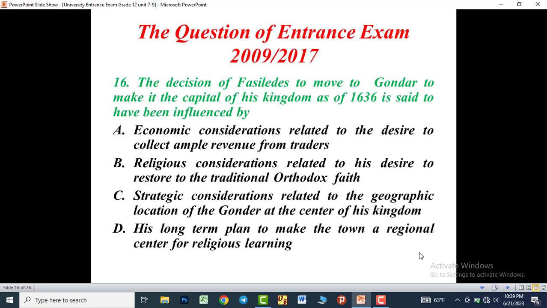Okay, as explanation about these questions, you know that Fasilides was one of the kings of the Christian Highland Kingdom. He came to power after Susenyos was dethroned. One of his achievements was that he established Gondar as the capital of his kingdom in 1636. Why did he choose Gondar as the permanent capital? Because of economic issues.